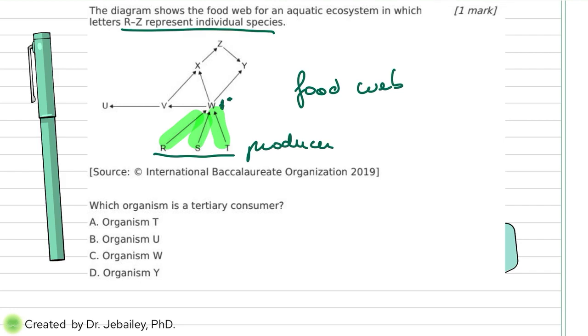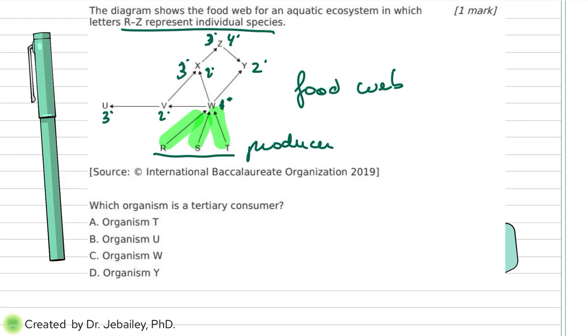And if you go from T, so T is a producer, to W, then Y can be a secondary consumer. Or V can also be secondary. And then U can be a tertiary consumer. X can be, in this case, a secondary coming from W, but then coming from V, it can be tertiary. And this can be a quaternary or tertiary. So I've already analyzed all the types of consumers they can be. Remember, some organisms can be primary, secondary, or tertiary consumers.